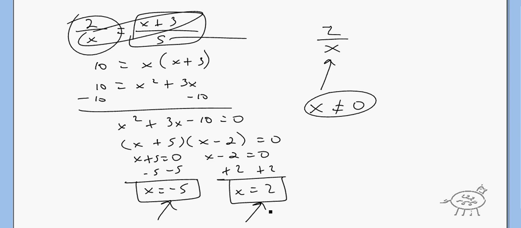All right, so we've actually done this before with 2 terms, with cross multiplying. But what happens if we have a problem where it has 3 terms? So 3 or more terms.